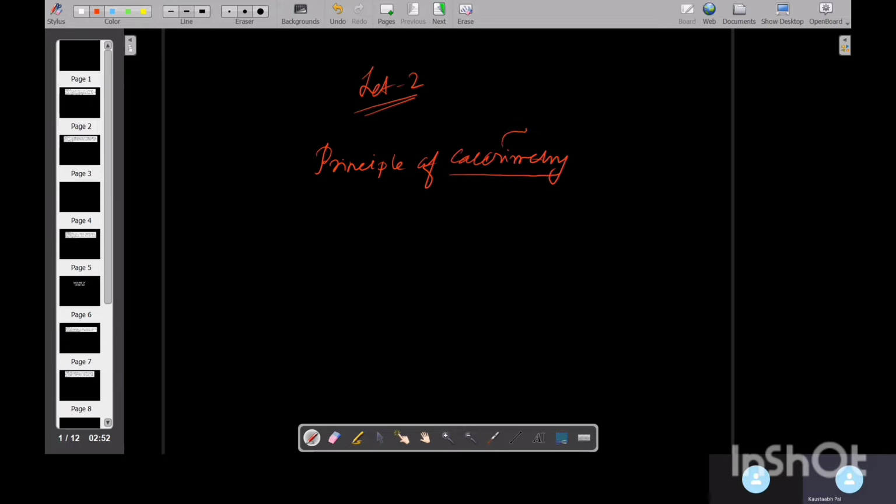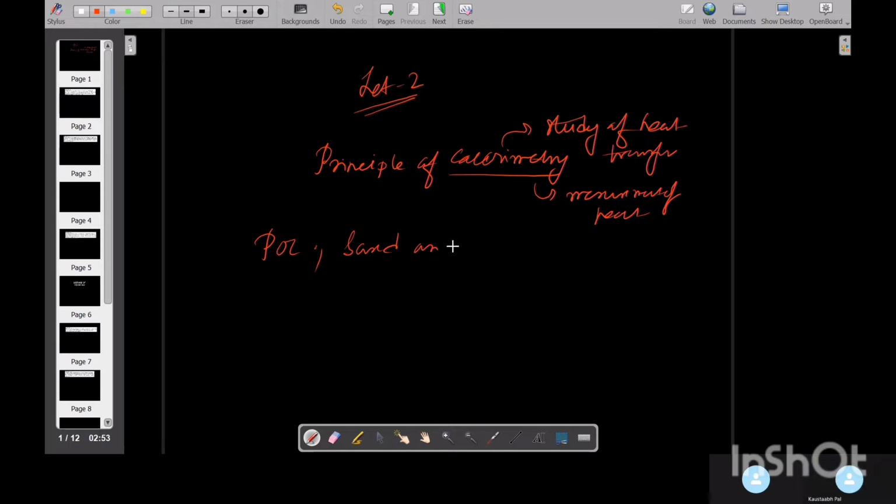So as we know, calorimetry is what? The study of heat transfer and also the measurement of heat, we can say. Okay, so principle of calorimetry, we also say POC. So what is POC? The first thing you should know is that it is based on the law of conservation of energy. So heat, as you know, is a form of energy.